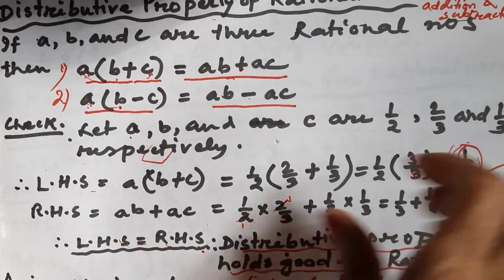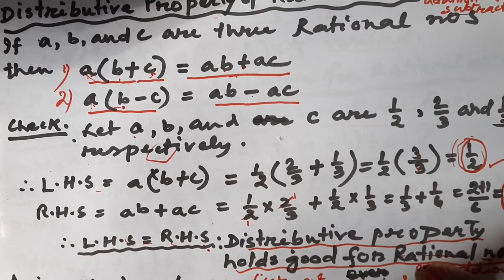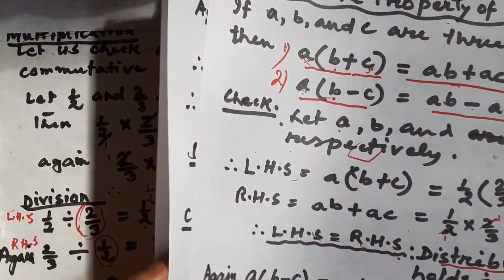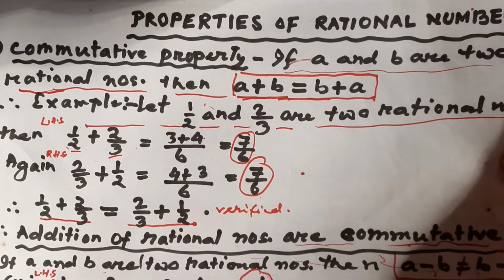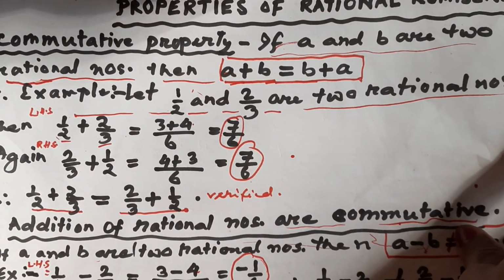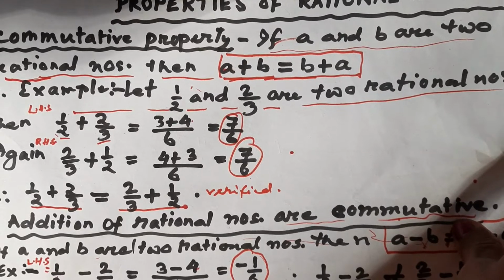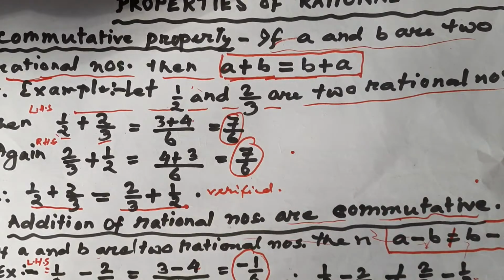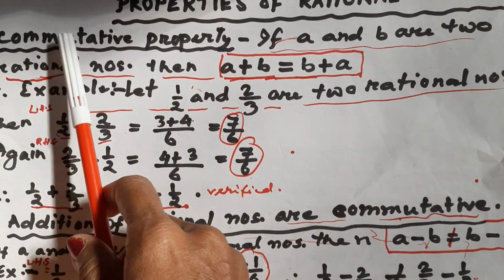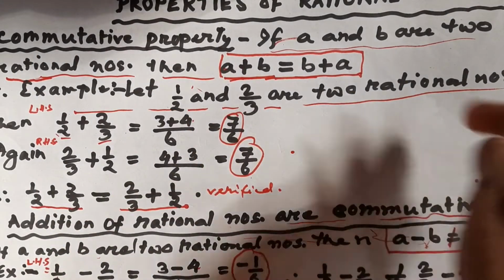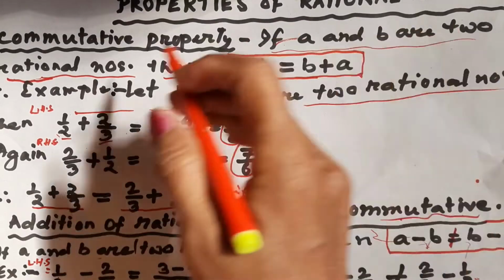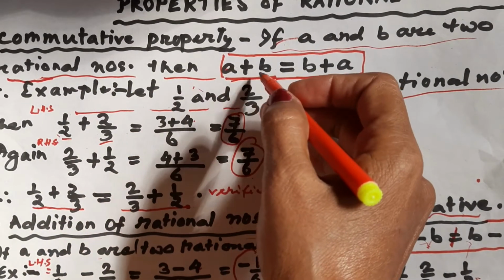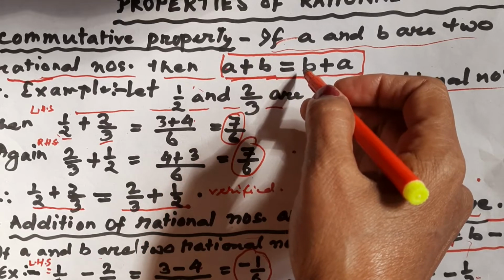Our today's topic is properties of rational numbers, and today we shall start from the commutative property, because in the last video we covered the closure property. So what is the commutative property? According to the commutative property, if a and b are two rational numbers, then a plus b will be equal to b plus a.